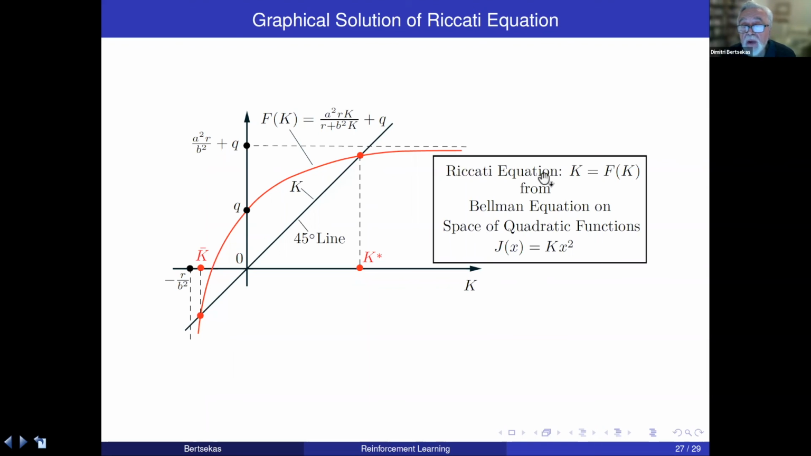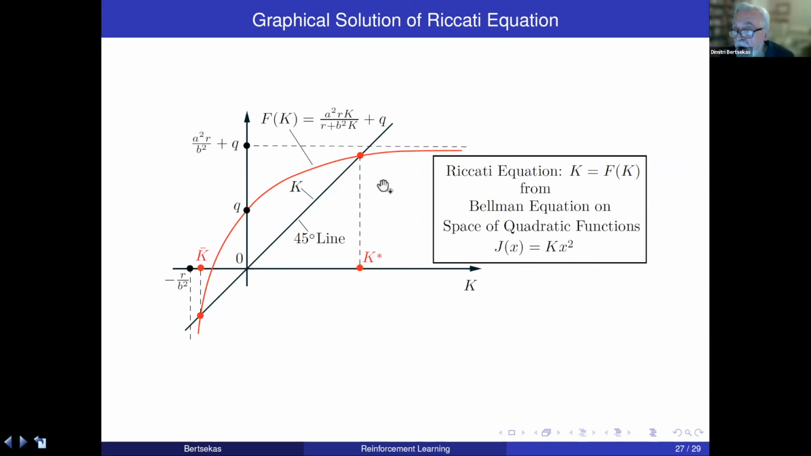This Riccati equation is Bellman's equation on the space of quadratic functions. So it's equivalent to the Bellman equation on the space of quadratic functions. So we found a solution through this process. We found a solution within the space of quadratic functions.